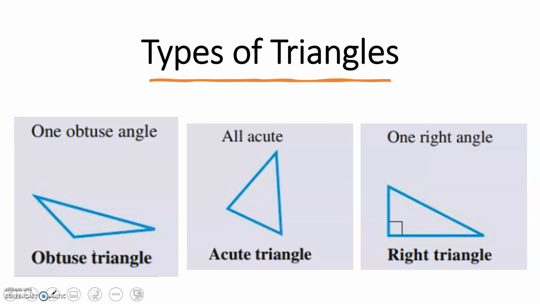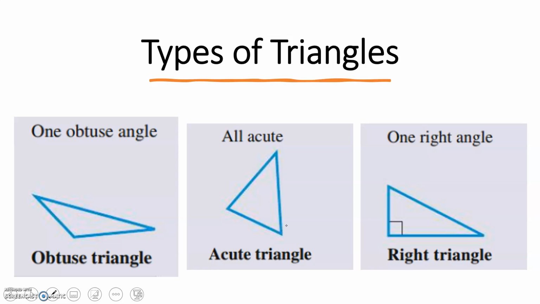Next we have an acute triangle. An acute triangle is a triangle that has all acute angles. Recall that an acute angle is an angle between 0 and 90 degrees. And if you look at all three of these angles, they are less than 90 degrees. And so that would be considered an acute triangle.